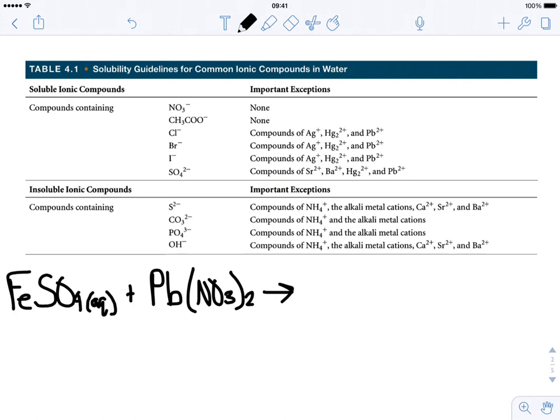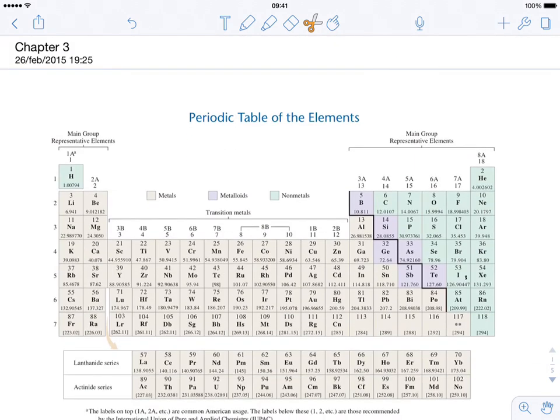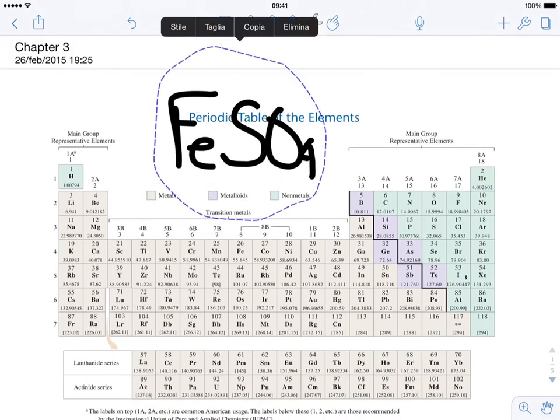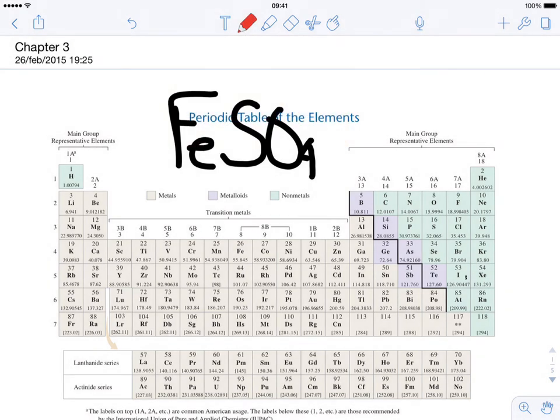So the first step is to figure out what the charges of the ions are for each element in our reactants, so that will help us know if we're writing our products correctly. So I'm going to copy this first reactant, and I'm going to paste it up here. Okay, so that's iron, right here, is a transition metal. So we can't really tell what the charge of the ion it forms is based upon its location on the periodic table. And sulfate is a polyatomic ion.